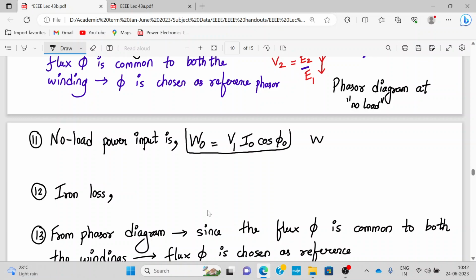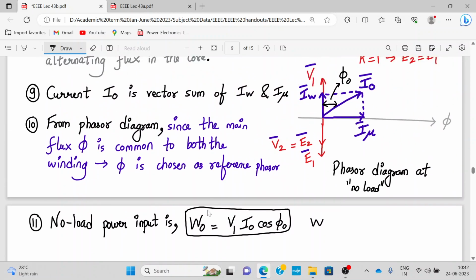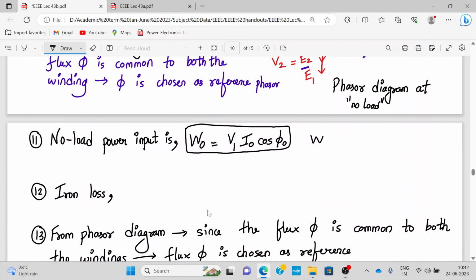Alright, let me put it inside the box. Again I show it to you. I0 is the no load current, V1 is the primary voltage, right? So the no load power input will be given by W0 equal to V1 I0 cos phi 0, where cos phi 0 is the power factor at no load condition.